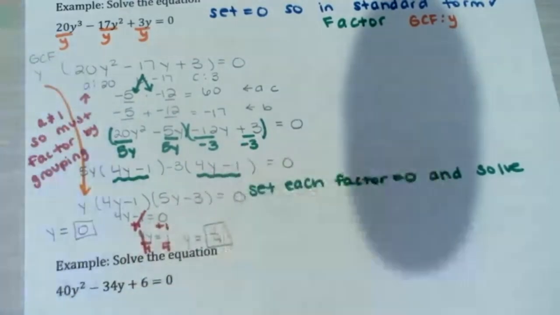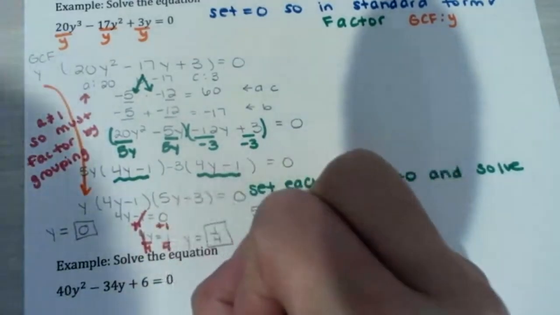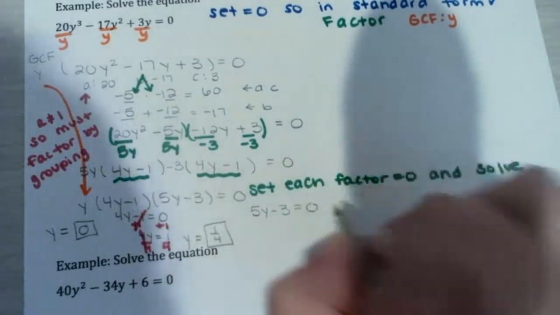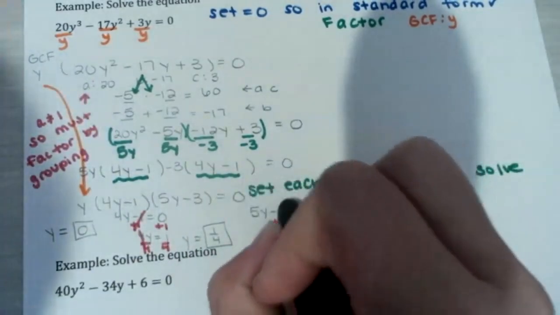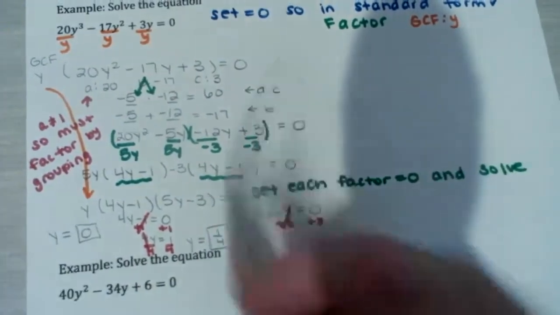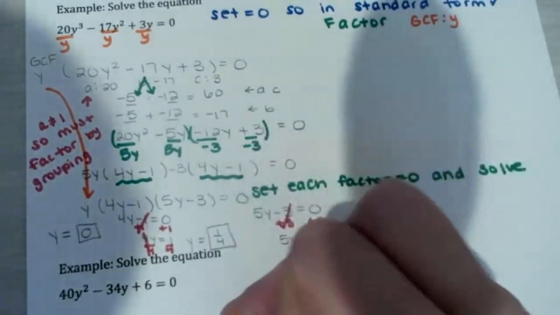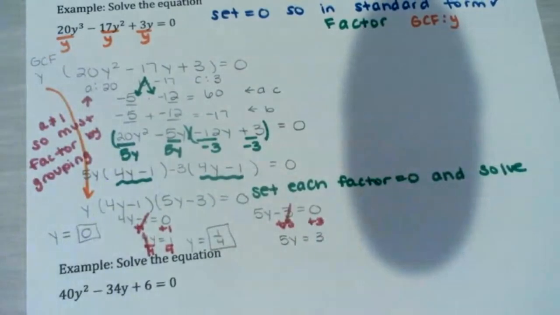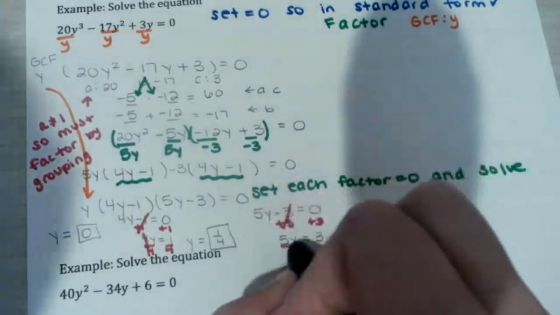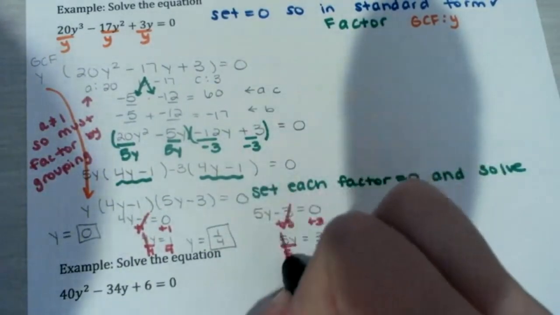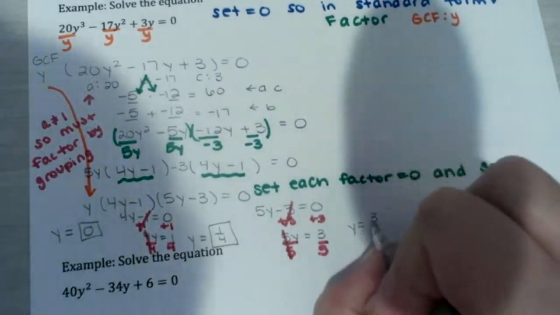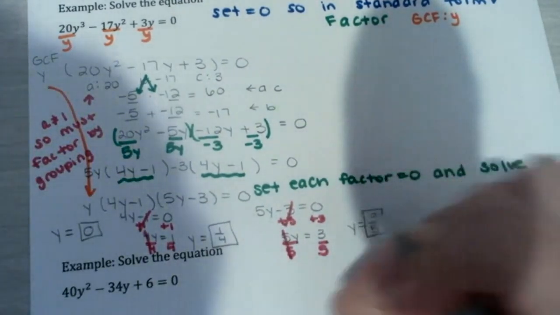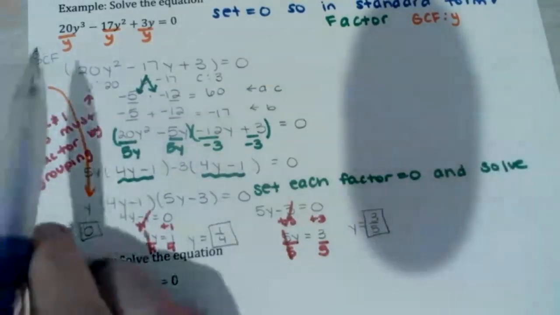as our next answer. Our last factor is 5y minus 3, so 5y minus 3 equals 0. We could add 3 to both sides, that way our 3's cancel out. We're left with 5y equals 3. And then lastly, getting y by itself, we can divide both sides by 5. That way those cancel. We're left with y equals 3/5. So we have 3 answers this time.